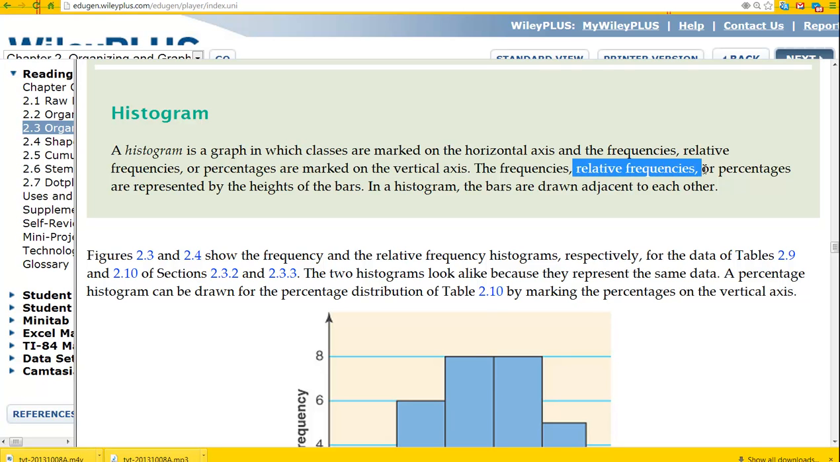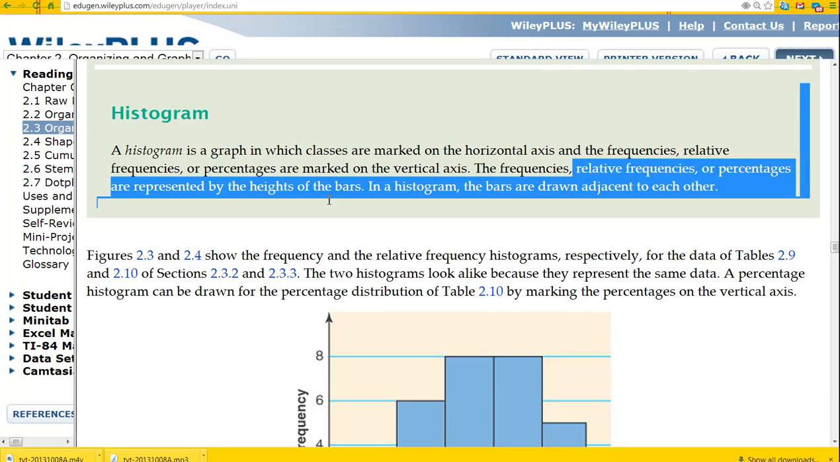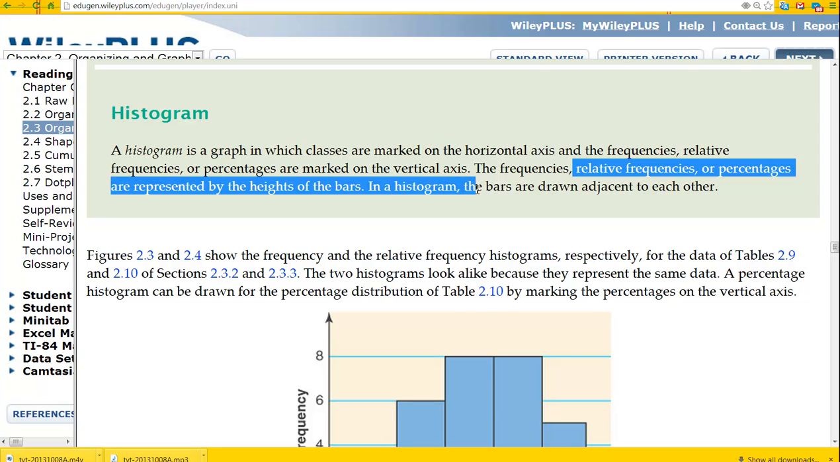So the frequencies, or the relative frequencies, or the percentages, are represented by the heights of the bars. In a histogram, the bars are drawn adjacent to each other, meaning they're touching each other.